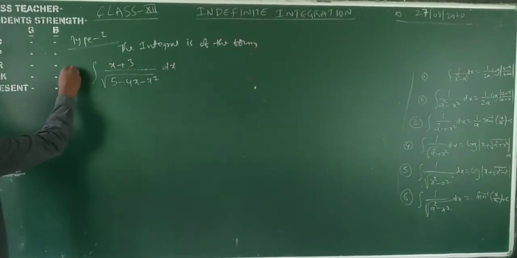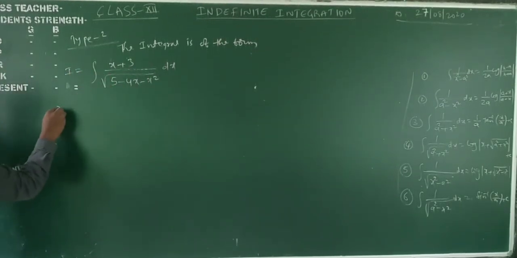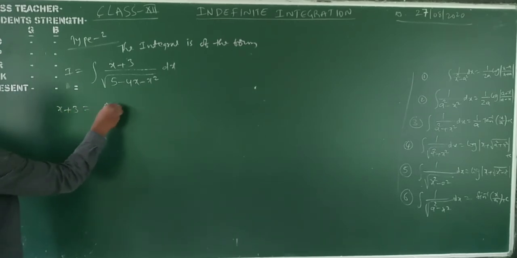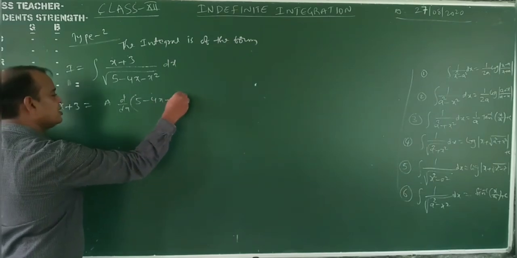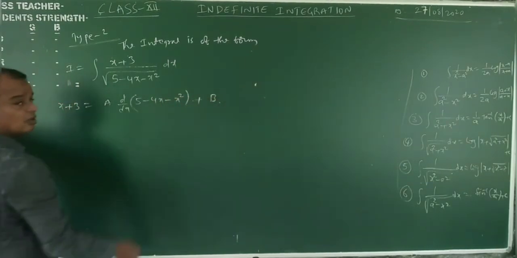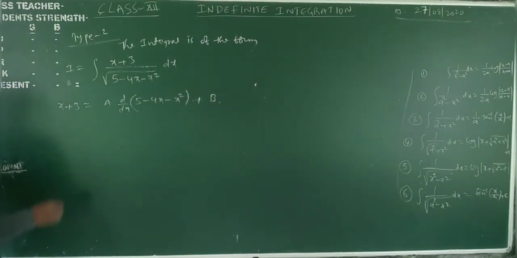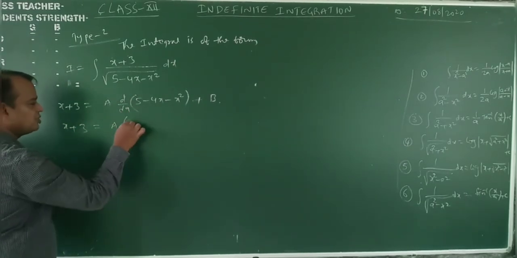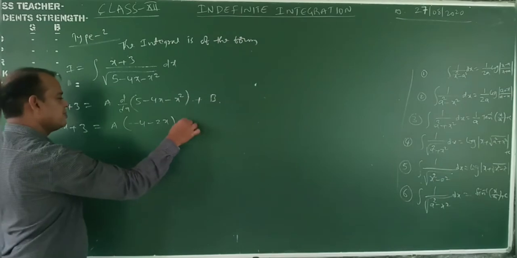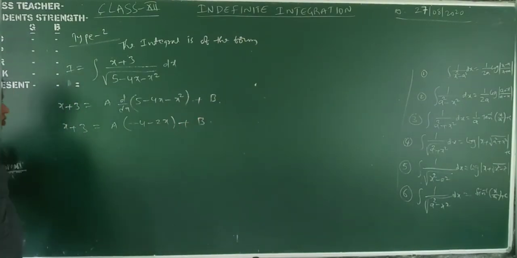Now, linear is equal to, you know that one: x plus 3 is equal to a into d by dx of the quadratic, 5 minus 4x minus x square, plus b. Don't take the root. So x plus 3 is equal to a into d by dx of 5, derivative 0, minus 4 minus 2x, plus b. Now we will take comparison.